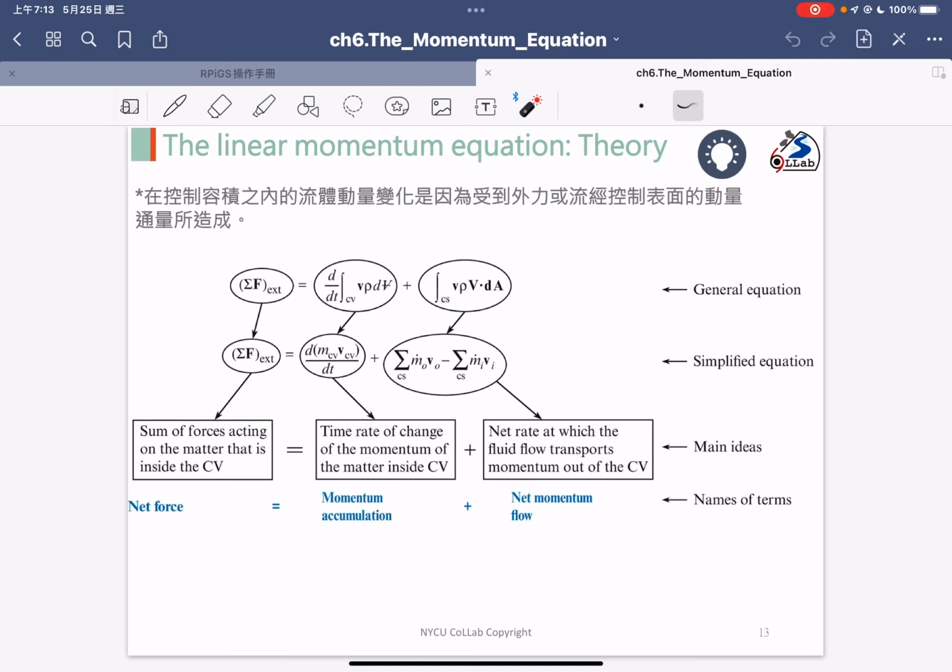And then the first line shows the general formula for the momentum equations. Based on our problems, if the problem condition is uniform flow, then we can replace the integration operator by the summation operator. Okay, so those are the two formulas related to the linear momentum equation.